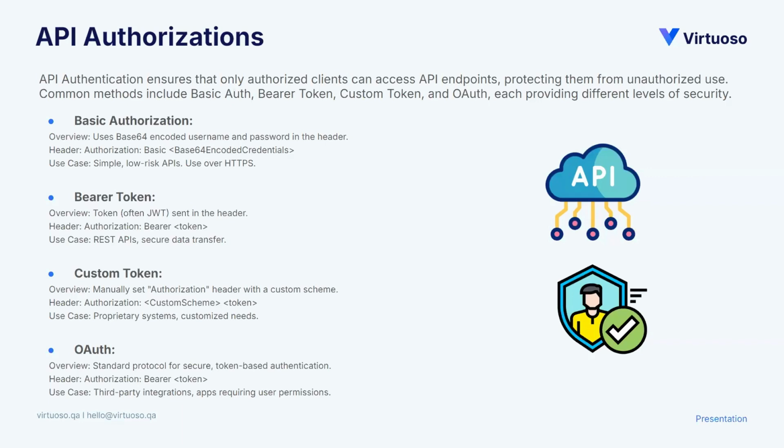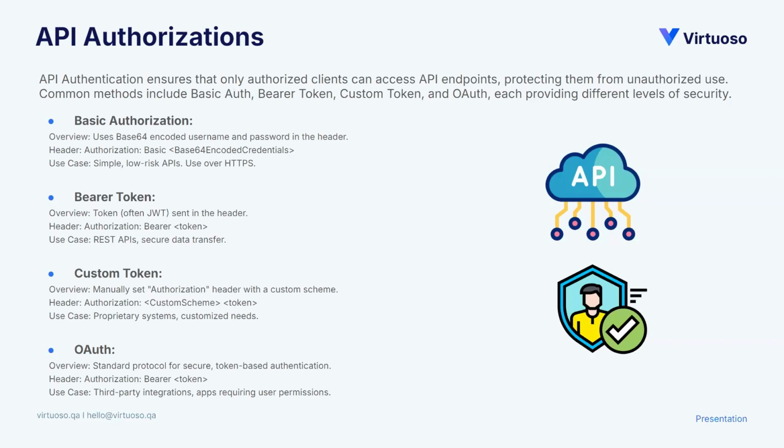These are the four major types of authorizations that we support at Virtuoso: basic, bearer token, custom token, and OAuth. Basic token is nothing but the base64 encoded username and password which we generally inject in the header. It goes in the format authorization basic and then base64 encoded characters. Bearer token is usually a token or a JWT token which is directly sent into the header. A JWT token is nothing but a JSON web token, and custom token is basically any other kind of token, in any other format or configuration, which your API supports. You can directly put them in the headers and make it work.